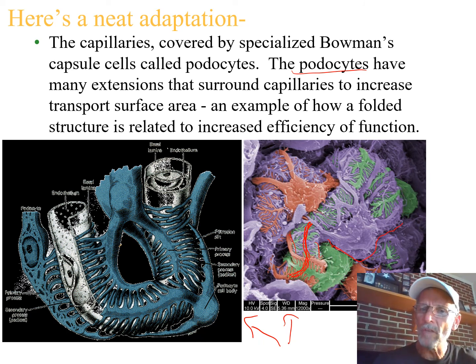And the wall of the Bowman's capsule has lots of these cells in it that have a tremendous amount of branching involved. Here you see some green ones. Those are purple. They made them different colors, I guess, to distinguish different cells, and none of them actually have a color. But look at all the branching you see, which again increases surface area. All these little branch extensions are touching capillaries, therefore increasing the chance of stuff passing. Filtration again.